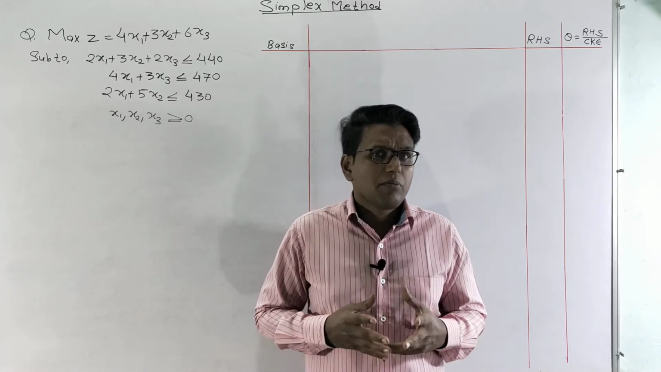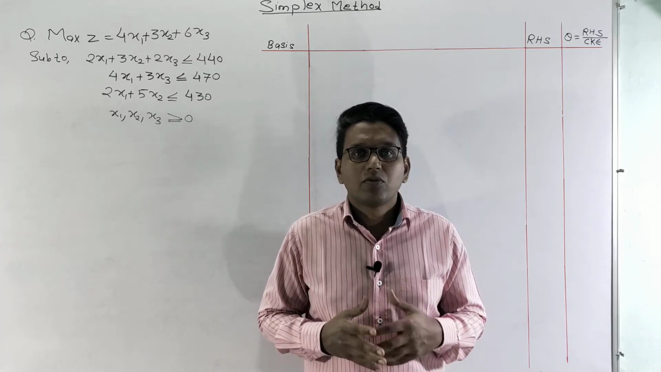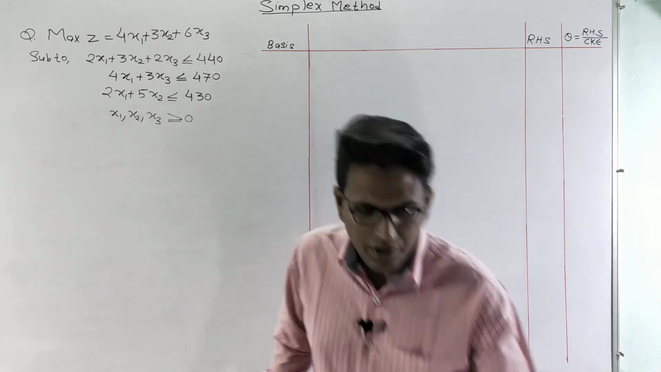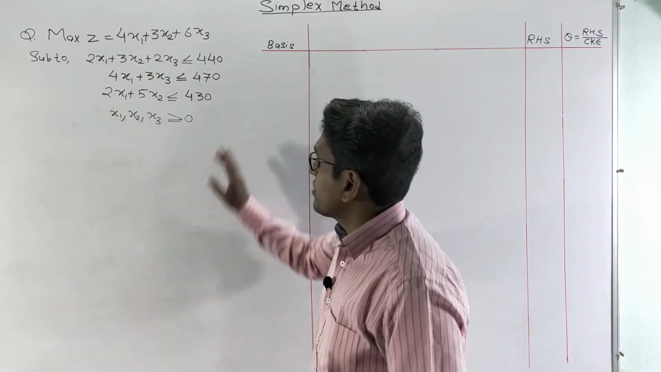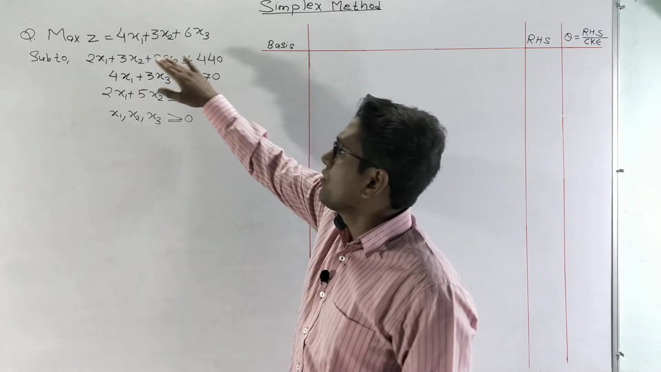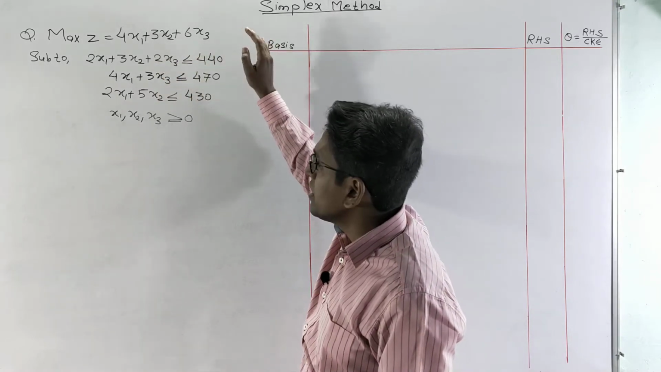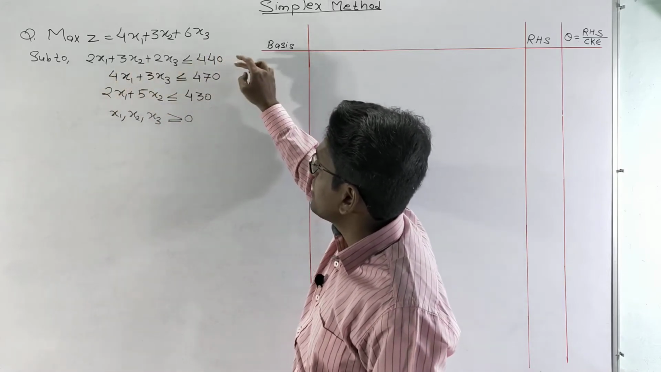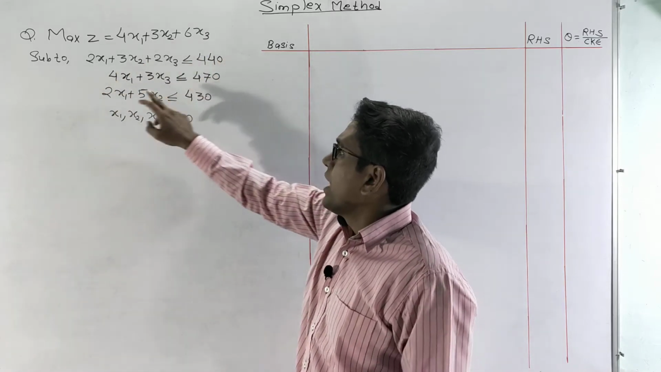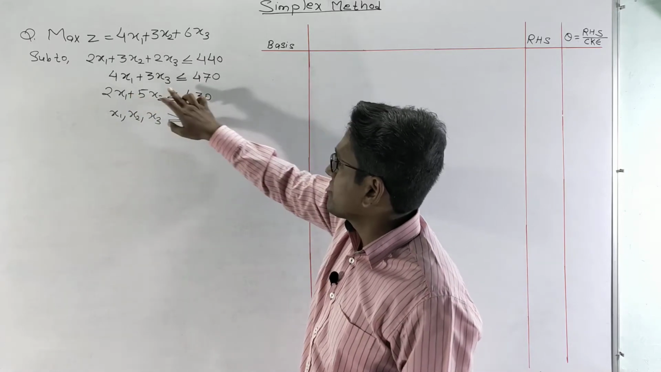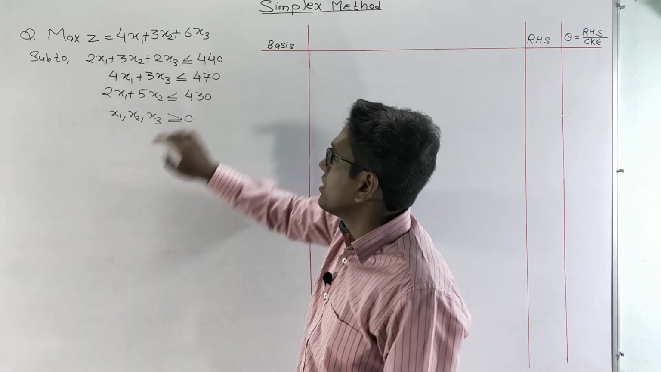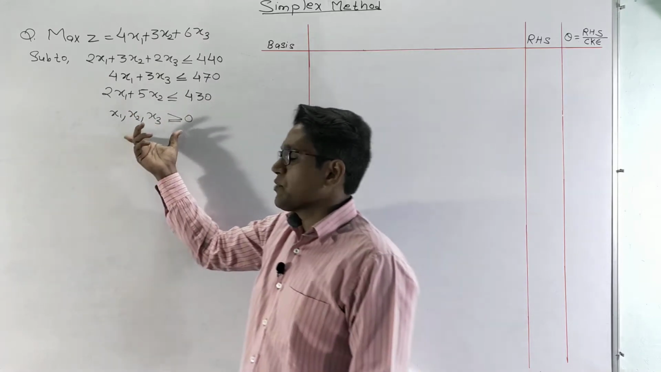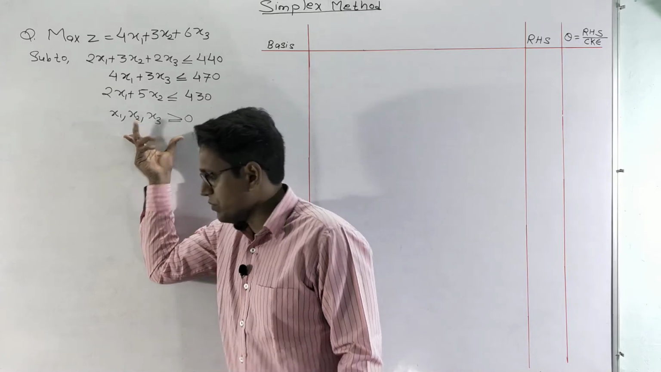And in order to make your concept more robust, today I bring to you a very beautiful question. So let us begin with the question. Maximize z equals 4x1 plus 3x2 plus 6x3 subject to constraints 2x1 plus 3x2 plus 2x3 less than or equal to 440, 4x1 plus 3x3 less than or equal to 470, 2x1 plus 5x2 less than or equal to 430, and x1, x2, x3 greater than or equal to 0.